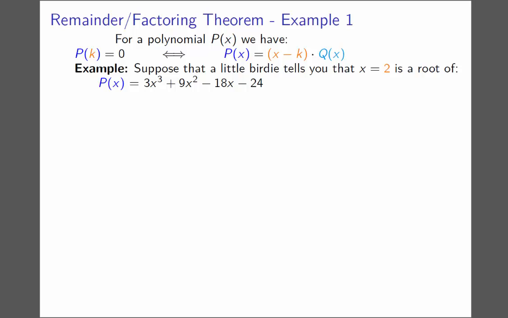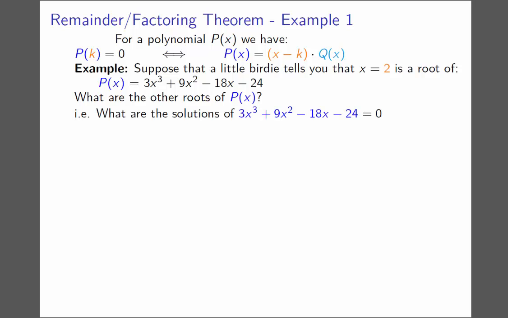In our example, let's suppose that a little birdie tells you that x equals 2 is a root of p of x equals 3x cubed plus 9x squared minus 18x minus 24. What are the other roots of p of x? In other words, what are the solutions of 3x cubed plus 9x squared minus 18x minus 24 equals 0?